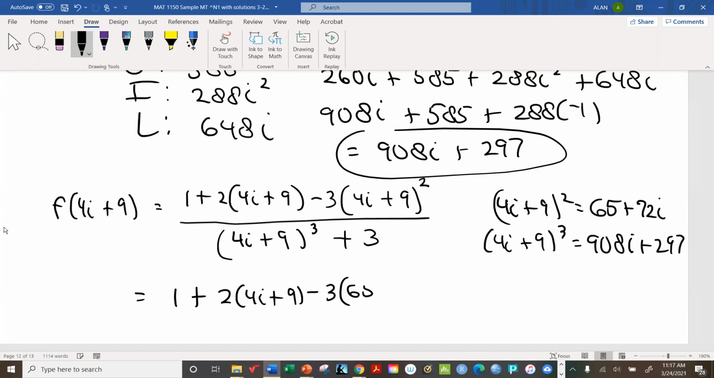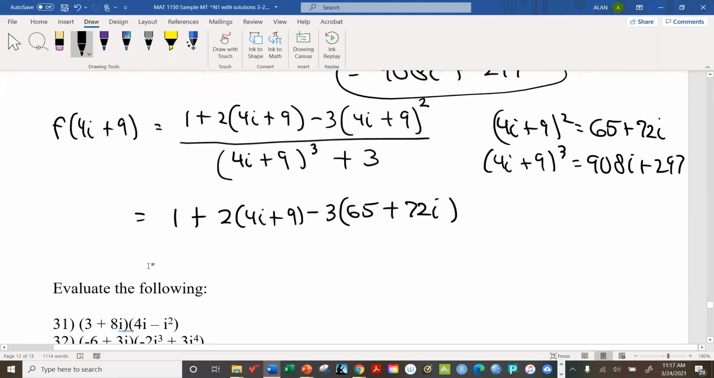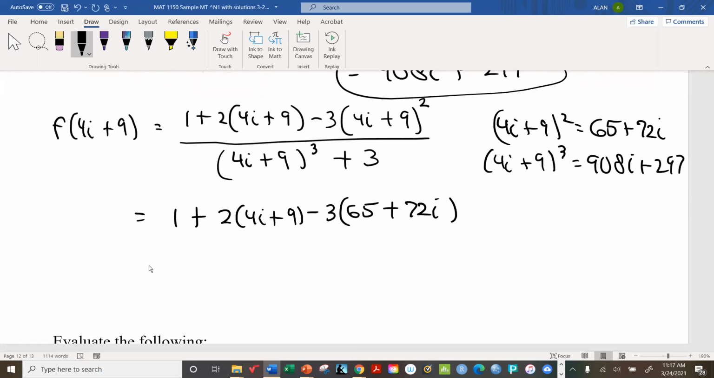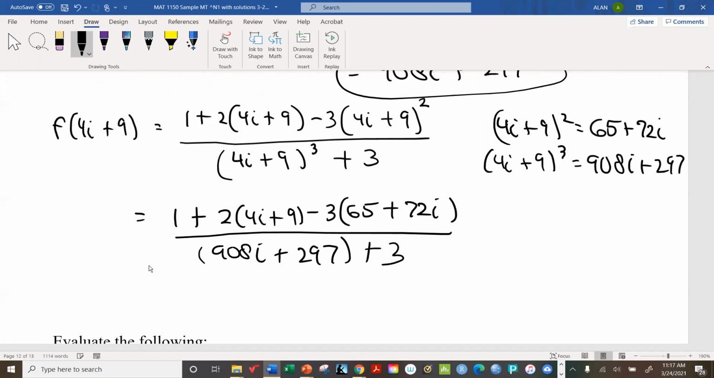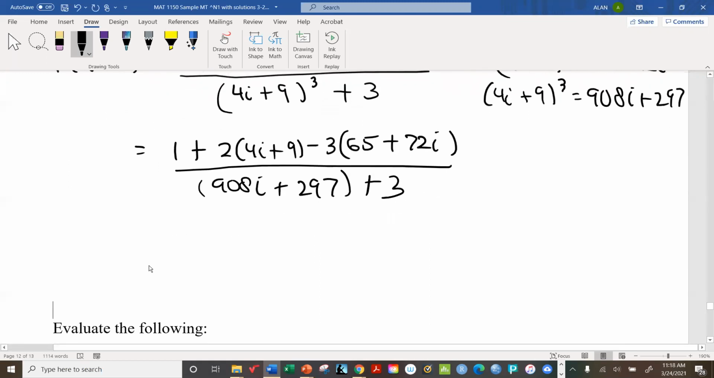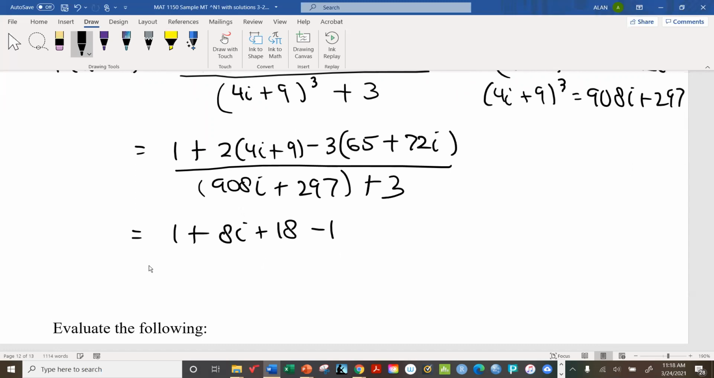Okay. Man. This could be like a triple bonus point question. All right, 908i plus 297 plus 3. Well, now we just simplify a little. 1 plus, so here we have 8i plus 18 minus 195 plus 216i.